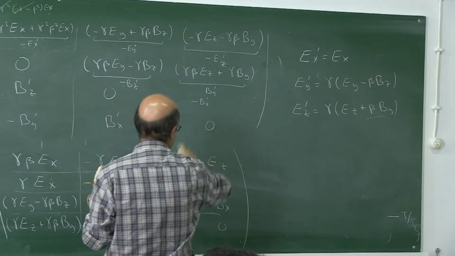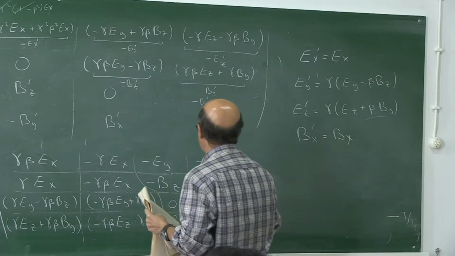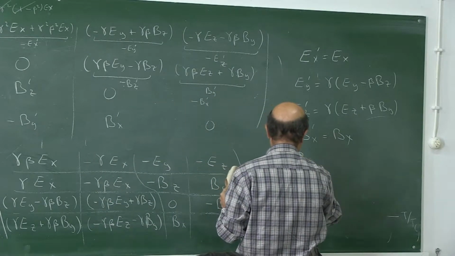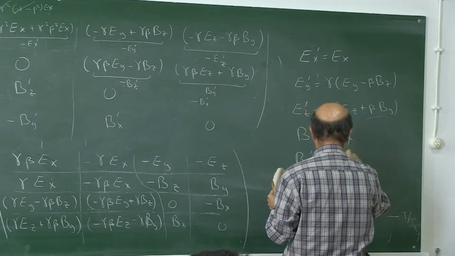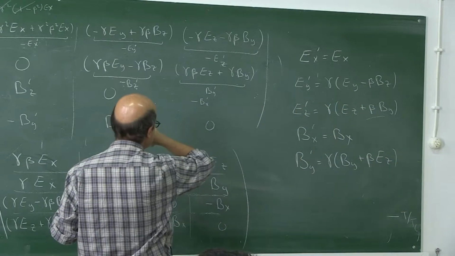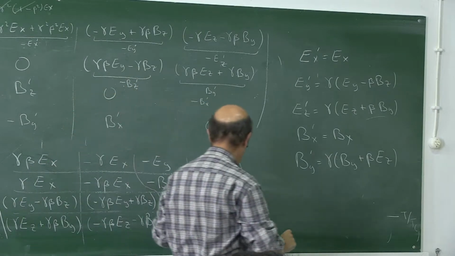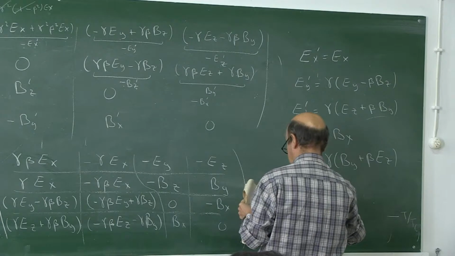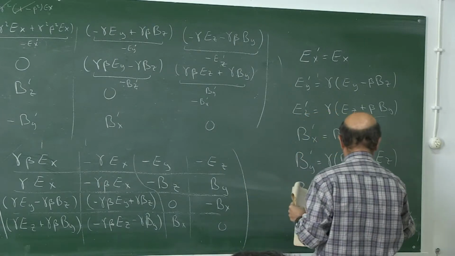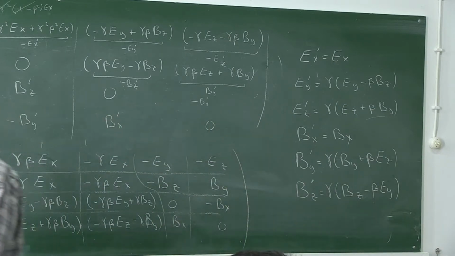Bx prime doesn't affect it. Bx prime is Bx. By prime is gamma By plus beta Ez, if you take that gamma parenthesis. And minus Bz prime is here, so Bz prime is equal to gamma Bz minus gamma beta Ey. If you do this index notation carefully, maybe this is 10 minutes or 15 minutes, and we spent half an hour.